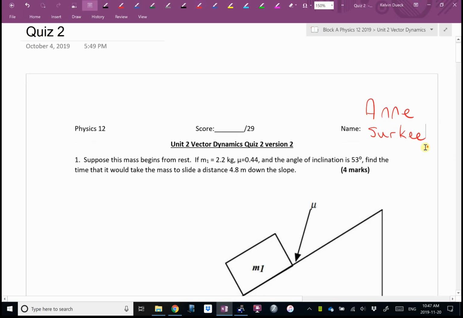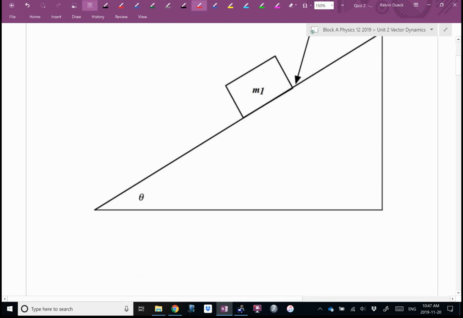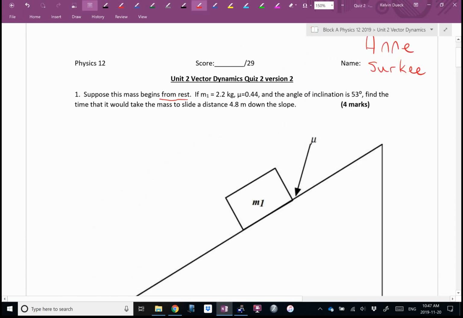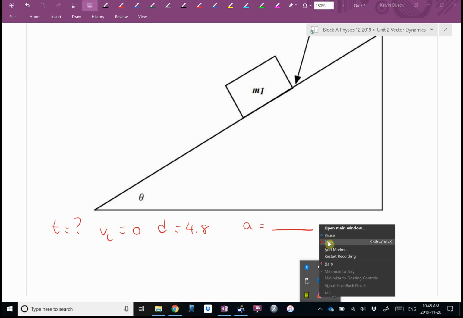Good old Anne. Suppose this mass begins from rest. I would probably mentally underline the term from rest. They want me to find time. So I said to myself, okay, they want me to find time. Vi is 0, said from rest. They gave me a d of 4.8. I said, you know what? If I knew the acceleration, I could find the time. So even though this question is saying find time, I'm going to spend a lot of my time finding the acceleration.